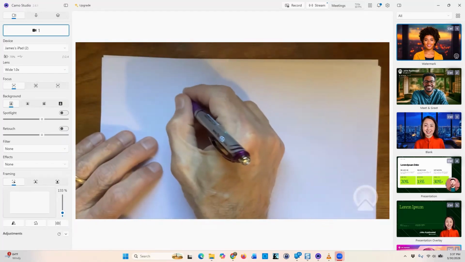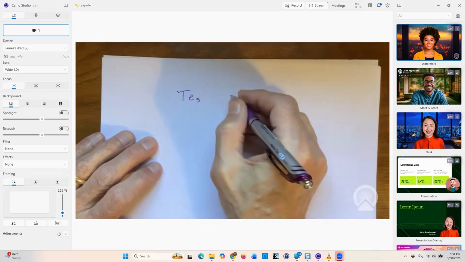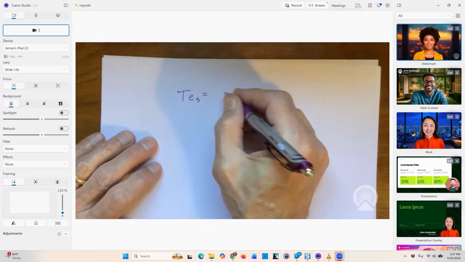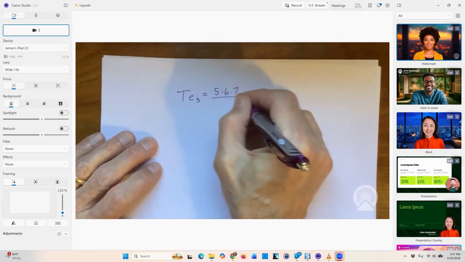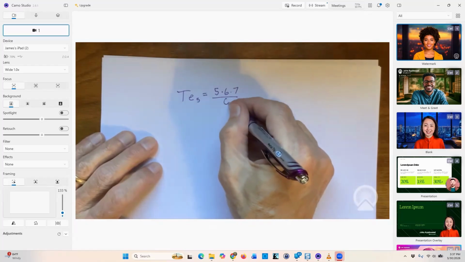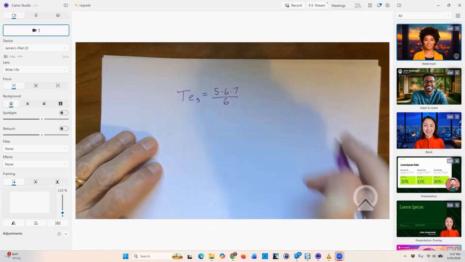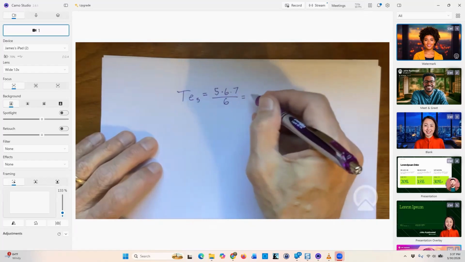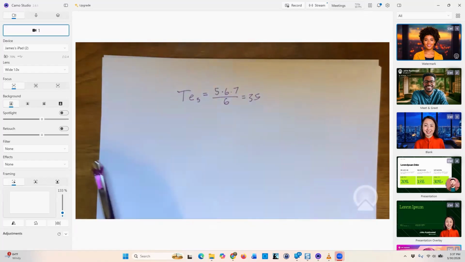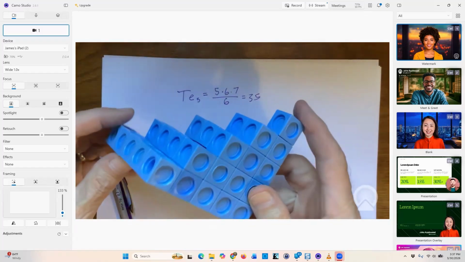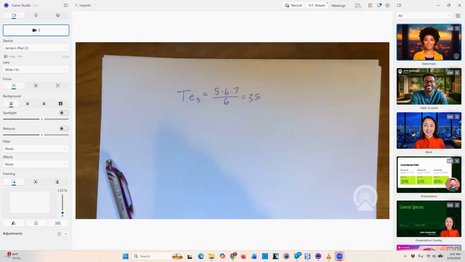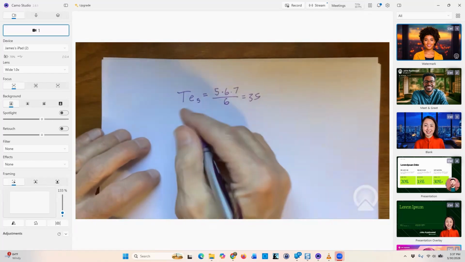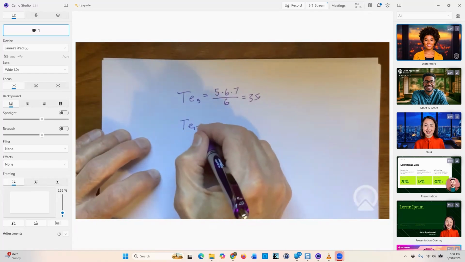Okay, let's find the fifth tetrahedral number. The three-dimensional solid is 5 by 6 by 7, and we're going to divide by 6 because we only want one of them. The 6's divide out and we get 35. Therefore, this fifth tetrahedral number here has 35 cubes in it. Our goal was to find TE12. Let's see what TE12 is.